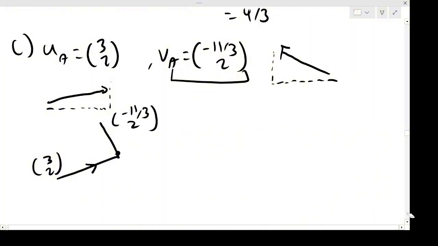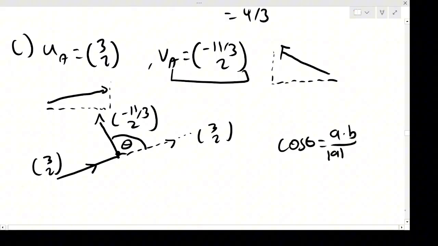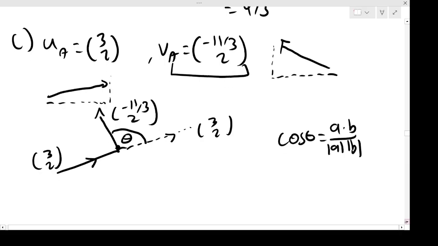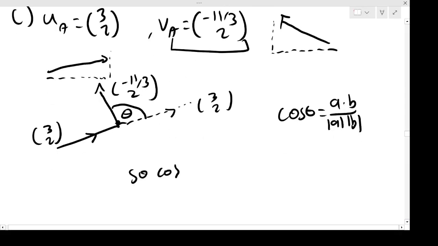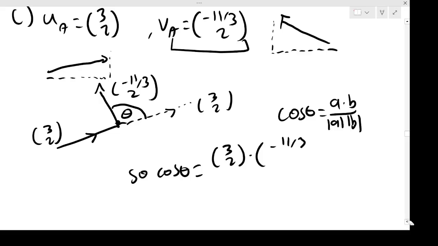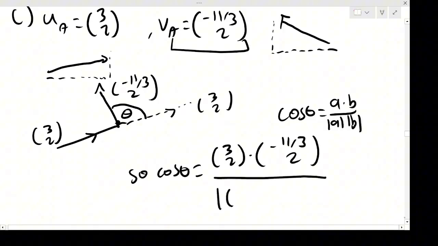Now, of course, to visualize where the angle deflection is, if I again was to extend my initial vector like that, you can then see this theta between these two vectors is going to be my angle deflection. So I can just use my standard formula from core pure, which is again A dot B over mod A mod B, to work out the angle theta between these two vectors. So cos theta is going to be again 3, 2 dotted with minus 11/3, 2 over the magnitude of them, right?